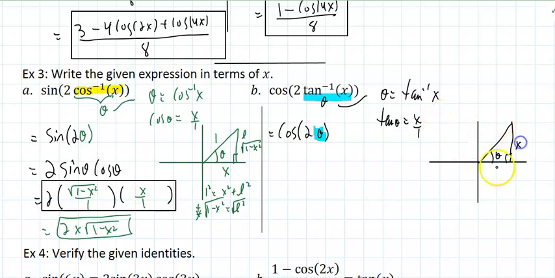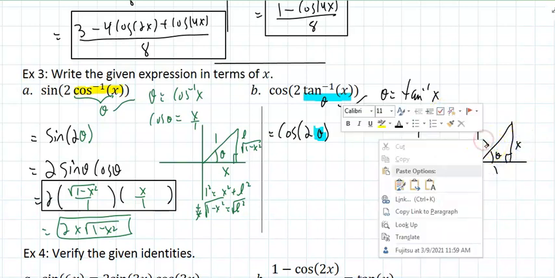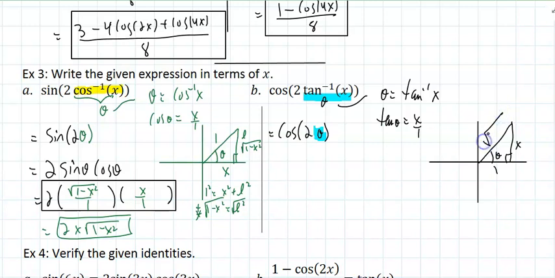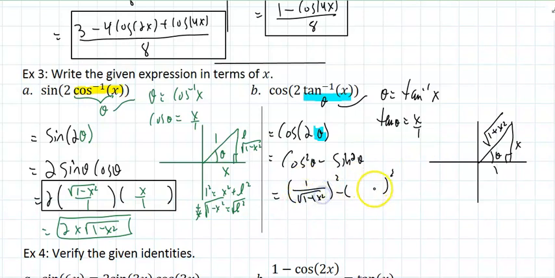And the opposite over the adjacent, that makes this the square root of 1 plus x squared. If I decided to go with, let's say, cosine squared of theta minus sine squared of theta, you could. Any of the 3 identities would do. Cosine is the adjacent over the hypotenuse. And sine is the opposite over the hypotenuse. On a test, I will accept that.